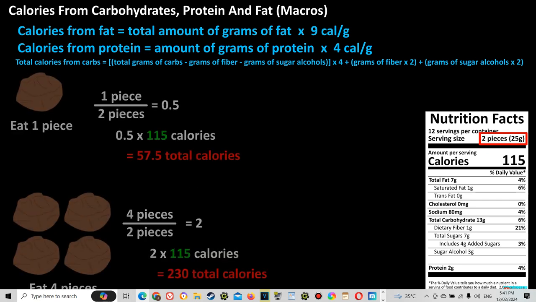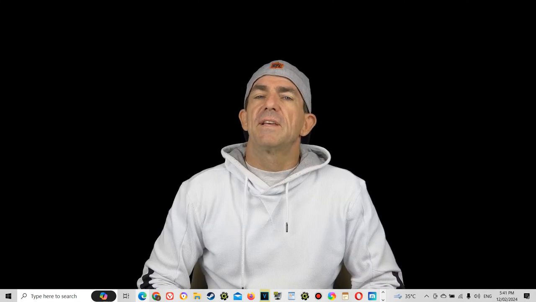And here are the calculations for total calories for consuming 1 piece and 4 pieces of the candies. The main point is to always look at the serving size and make the appropriate calculations for the amount of calories.